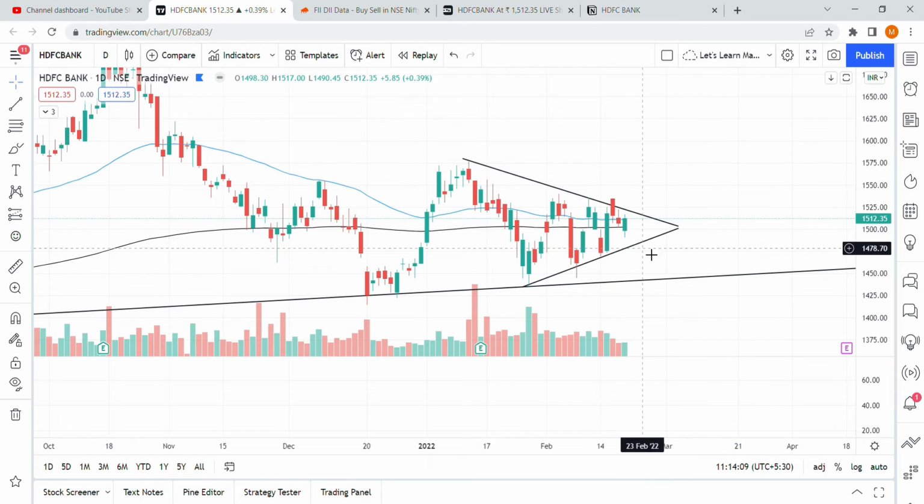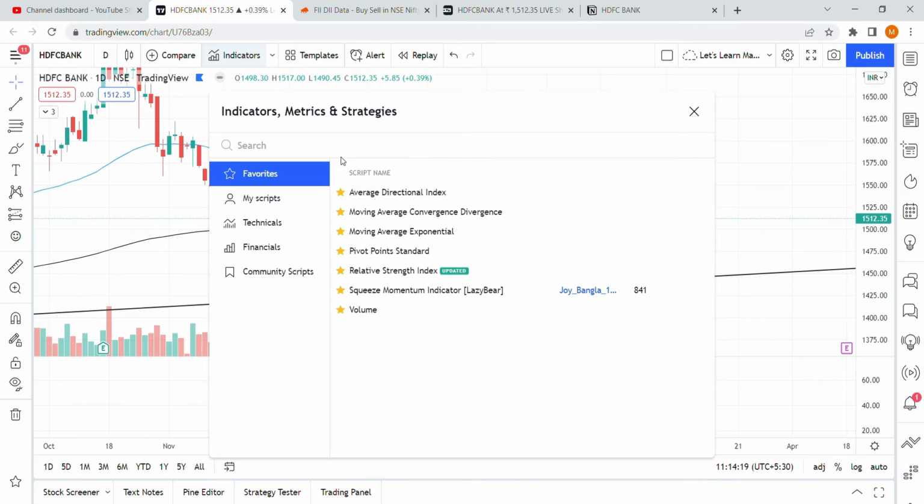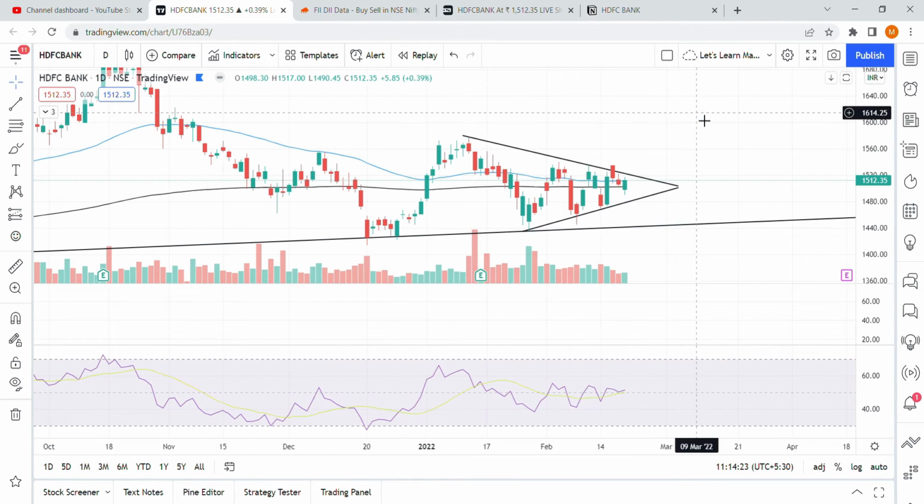And now since we have sorted out things with the moving average, I am going to open RSI as well. So just go to indicators and click on Relative Strength Index, right?